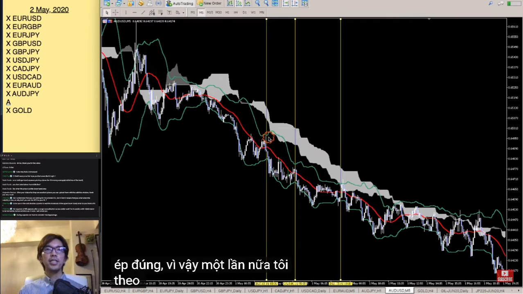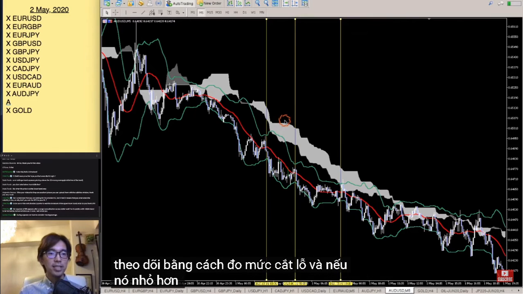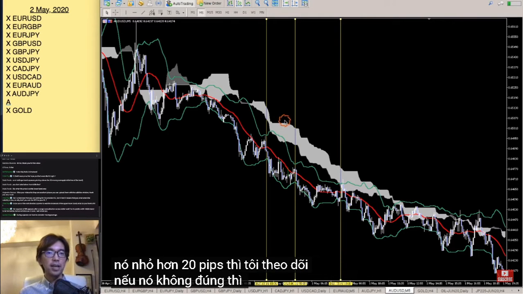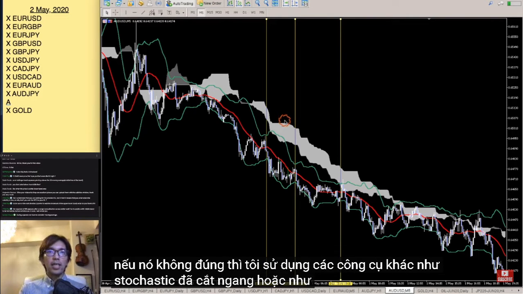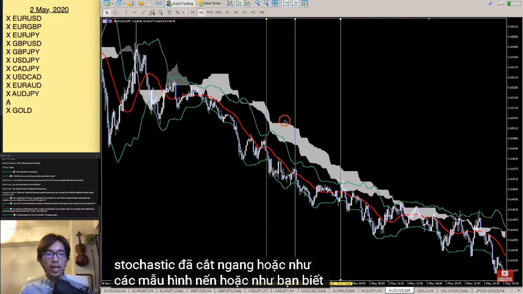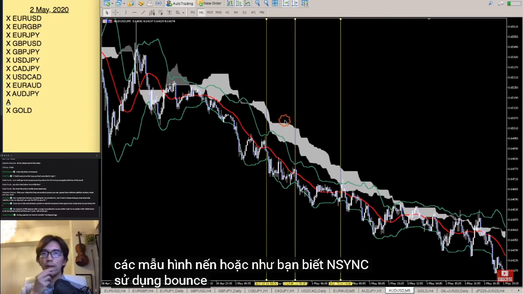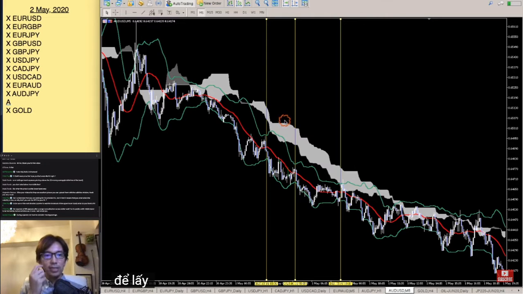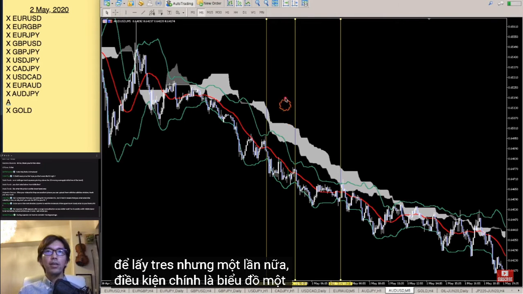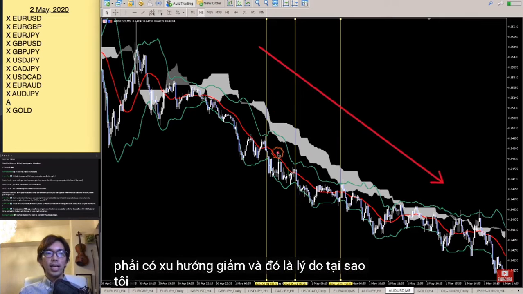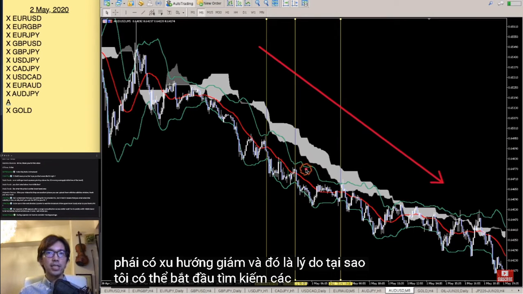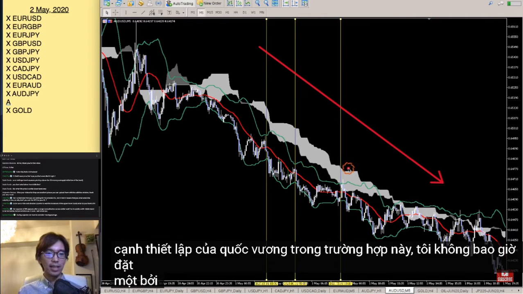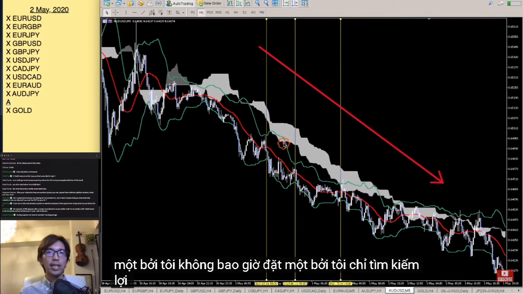So again, I take trades by measuring the stop loss, and if it's less than 20 pips, then I take trades. If it's not, then I take other tools like stochastic dead cross or candlestick patterns or Tenkan-sen, Kijun-sen bounce to take trades. But again, the primary condition should be the 1 hour chart should be a downtrend, right? And that's why I can still look for the sell chance, the setting edges in this case. I never place a buy. I only look for the setting edges in this case.